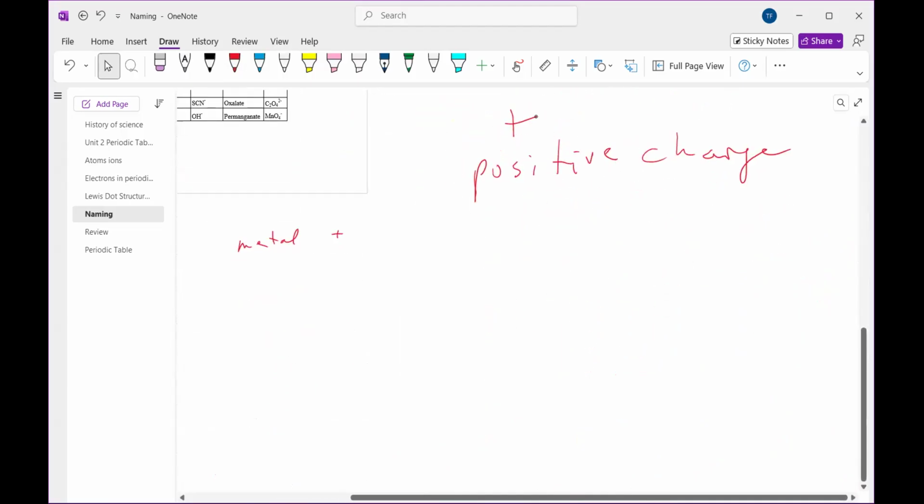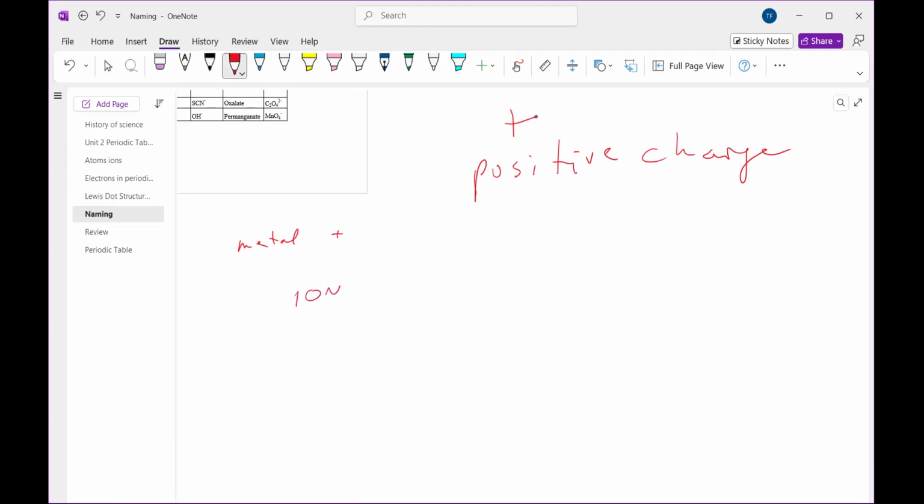Oh, let me back up a second. First of all, you need to determine what you're looking at. Is it ionic or is it molecular? That's test number one. An ionic compound has to have a cation plus an anion. No exceptions. So you have to have a positive and a negative.